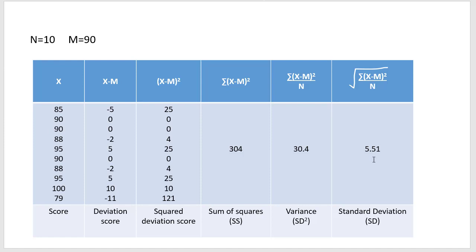The interpretation of the standard deviation is that on average, each score in this data set is 5.51 units away from the mean. So on average, you could expect, well, maybe I shouldn't say it that way quite yet, but on average, each person is 5.51 standard deviations away from the mean. So the average distance each score is from the mean of 90 is 5.51.